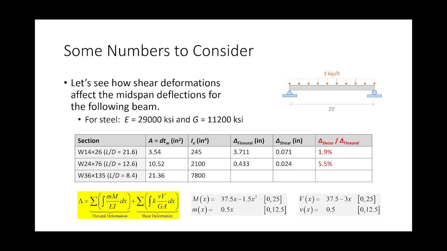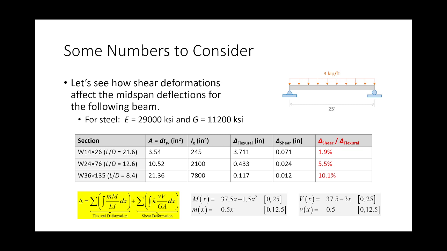What happens if I use a really deep beam, like a W36x135? Its L over D ratio is like 8, okay? So again, the deflection values themselves are smaller, but now the shear deformations are 10% of this. So if you didn't use the shear deformation, your answer would be like 10% off. Be 10% wrong. Does that make sense? Okay, everybody okay with that?